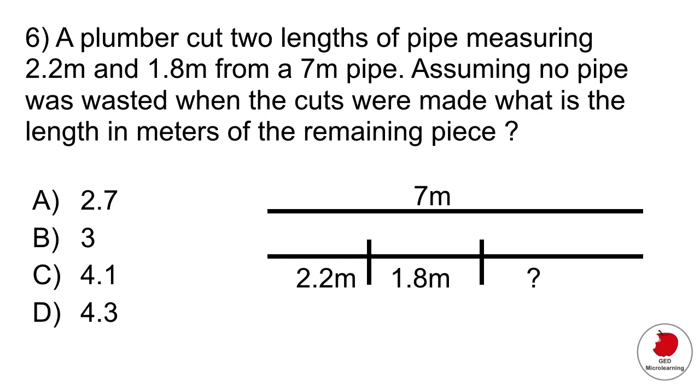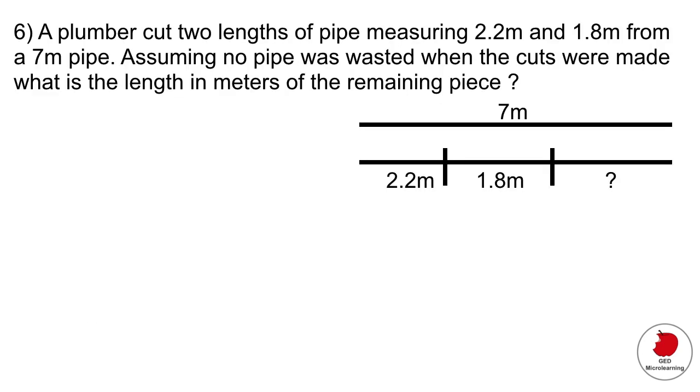A plumber cut two lengths of pipe measuring 2.2 meters and 1.8 meters from a 7-meter pipe. Assuming no pipe was wasted when the cuts were made, what is the length in meters of the remaining piece? All right, so the top line that you can see there in the image is the 7-meter pipe. And then they're telling us in the question that he cut it into these 3 pieces. And the first piece was 2.2, second piece 1.8, and we have to find out the third piece.